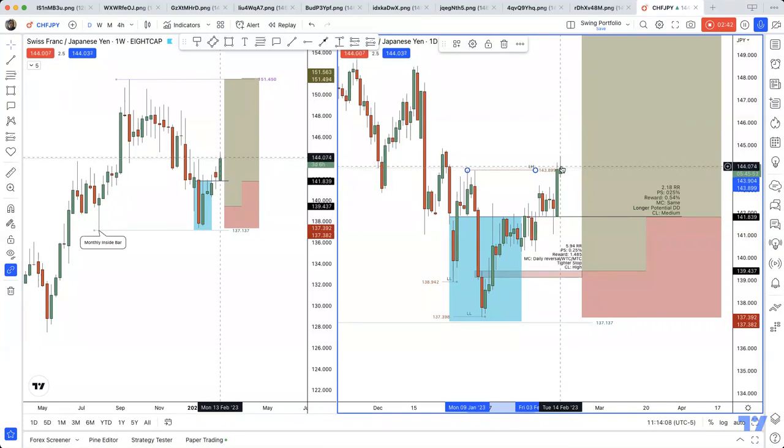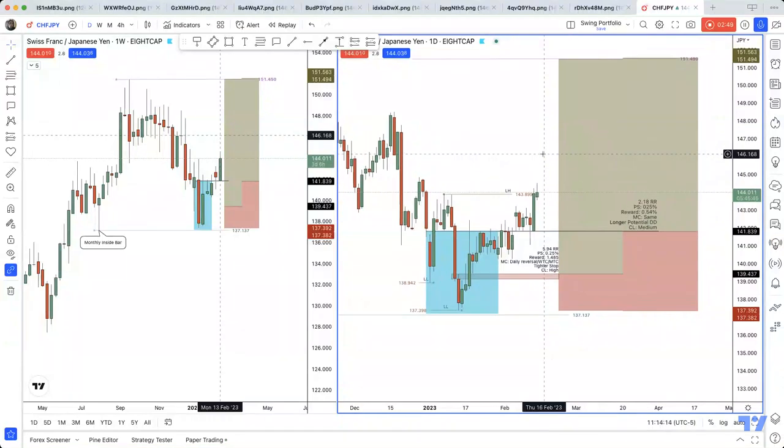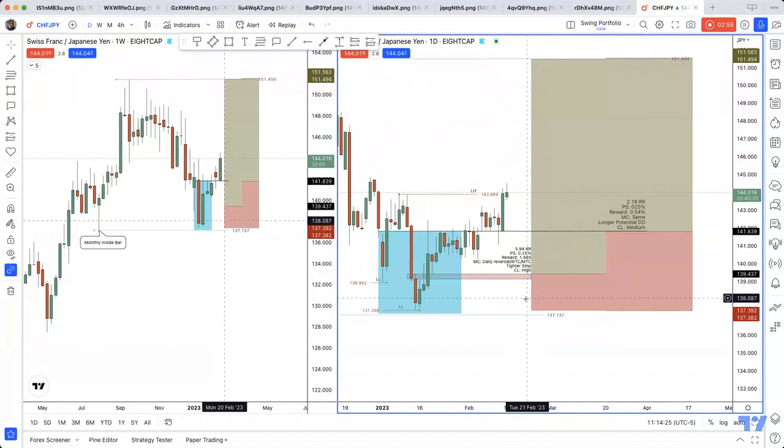So I have two different areas in which I can take a trade, and I need to choose one because I don't want to choose both. If I choose both, I have to put both in two separate accounts. But I want to see if price can give me a deeper pullback to my daily estimation zone. And I have what I'm looking for here.